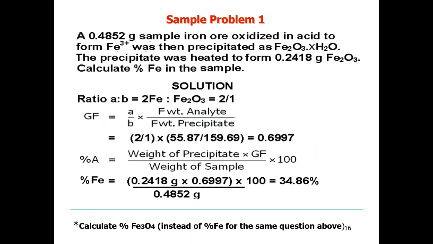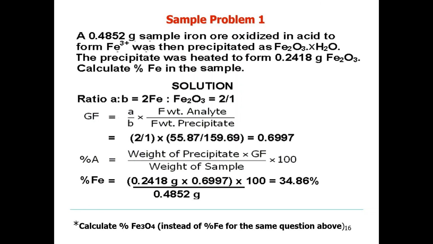Okay, finally we go over to an example of how the calculations are involved. A 0.4852 gram sample of iron ore was oxidized in acid to form Fe3+, then precipitated as Fe2O3, actually hydroxide, with water. The precipitate was heated to form 0.418 gram Fe2O3. Calculate the percent Fe in the sample.